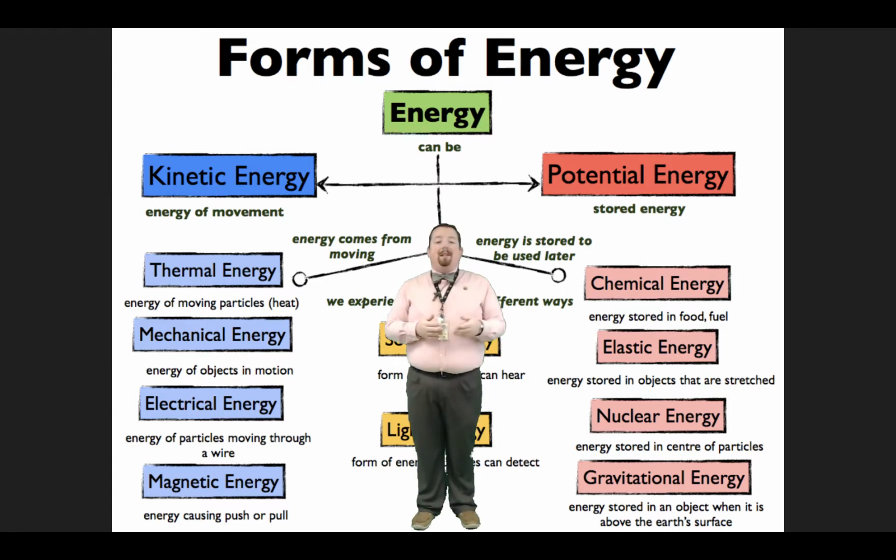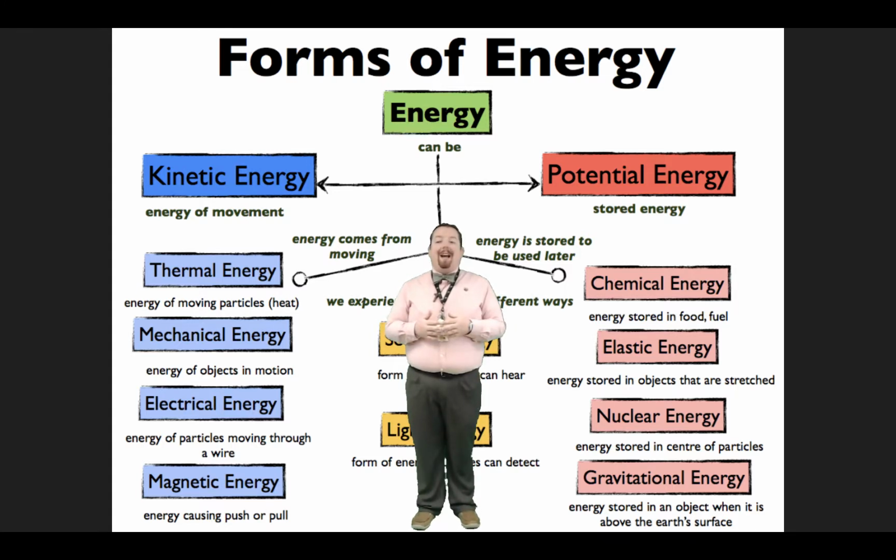Then for our types of potential energy, we have chemical energy, which is stored in the chemical bonds of food, fuel, and other substances. Elastic energy, which is stored in objects that are stretched. Nuclear energy, this is energy that's stored in the nucleus of a particle. And gravitational energy, which is energy that's stored in an object based on how high it is off the ground.